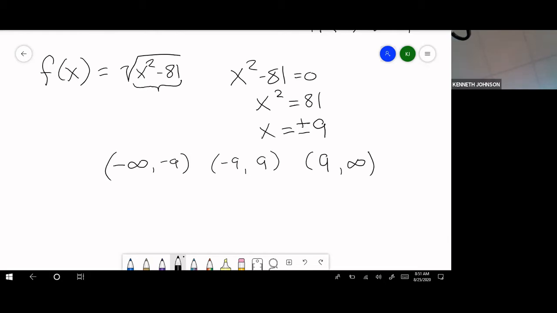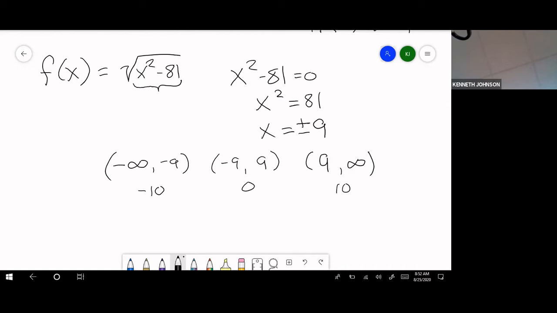But what I need to do is find when this is going to be positive and when this is going to be negative. So what I'm going to do is take a sample from each one. Like from this section, I'm going to take a number between negative 9 and negative infinity. Pick one. I don't care. I'd choose something like negative 10. 10s are easy to work with. So I'm going to choose negative 10. Choose something between negative 9 and 9. What's the easiest number to work with between negative 9 and 9? 0. Always choose 0 if you can. And between 9 and infinity, I'll pick 10 again.